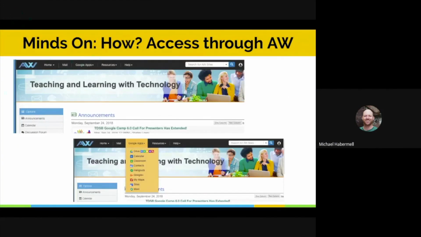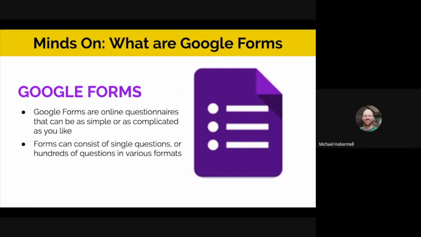Just to give you an idea of what that looks like on the AW site, you can see under the heading Google Apps, you'll then click on Google Drive, and under Google Drive, under New, you'll have the option for Google Forms. You can also do a Google search for forms and then enter your TDSB credentials. Okay, so what are Google Forms?